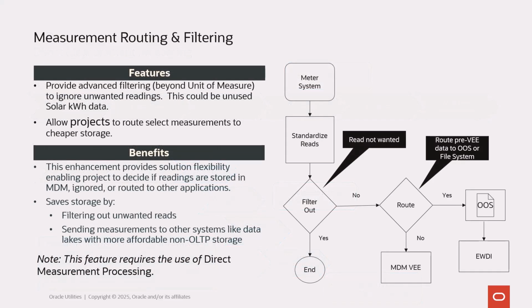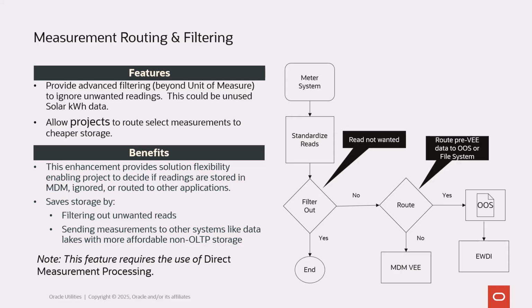Now let's talk about measurement routing and filtering that comes with direct measurement processing. It provides advanced filtering beyond just unit of measure to ignore unwanted readings. We've had the capability to filter out by unit of measure for a long time for channels of data you no longer want to import. But now we provide flexibility so you can do it for channels that have the same unit of measure, but perhaps a different service quantity identifier.